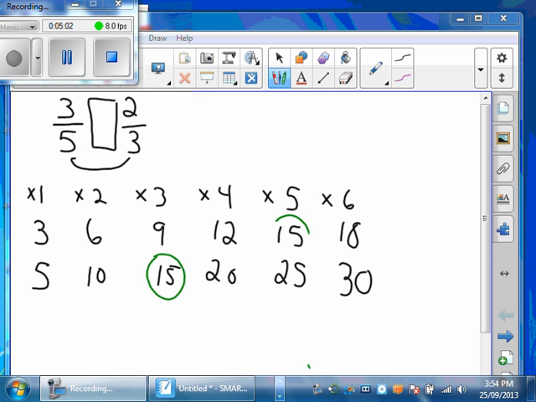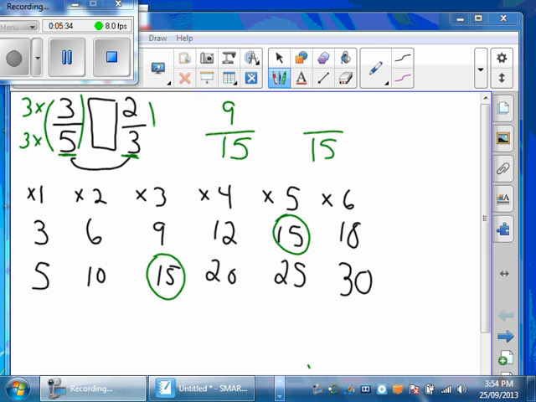So what we want to do is convert these denominators to over 15. The question is how do we do that? Well, in this case, how much do we need to multiply 5 by in order to get to 15? And in this case, it's 3. And what we do to the bottom, we also have to do to the top. So 3 times 3 is 9, and 3 times 5 is 15.